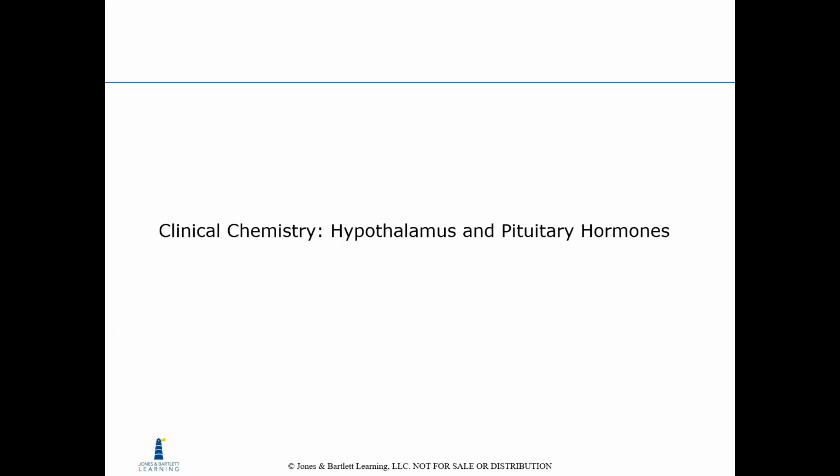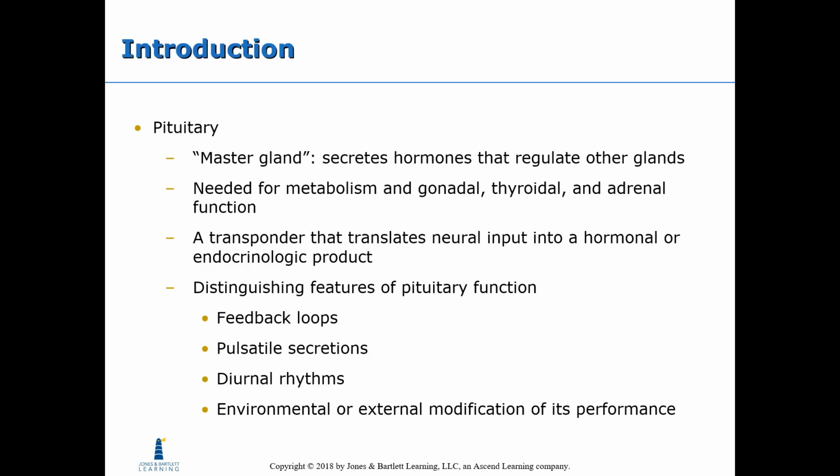Clinical chemistry, hypothalamus, and pituitary hormones. The pituitary is sometimes called the master gland. It secretes hormones that regulate the other glands of the endocrine system. It's needed for metabolism and gonadal, thyroidal, and adrenal function. A transponder that transmits neural input into a hormonal or endocrinological product.